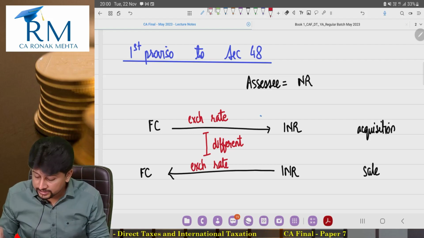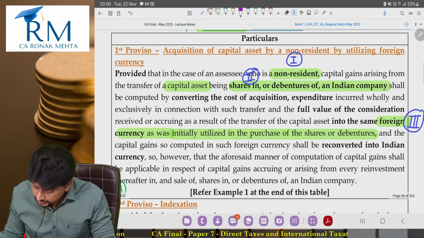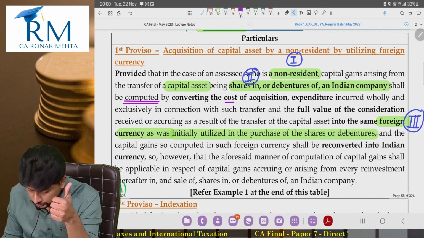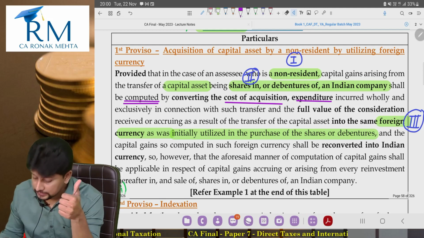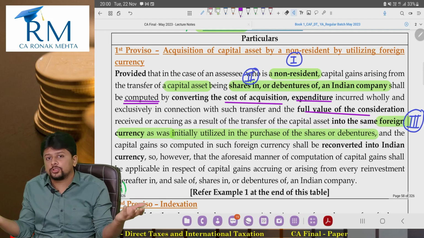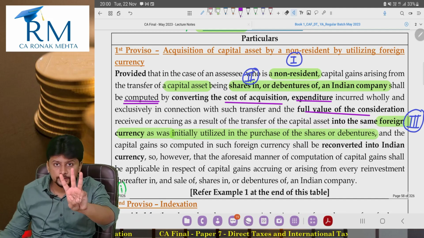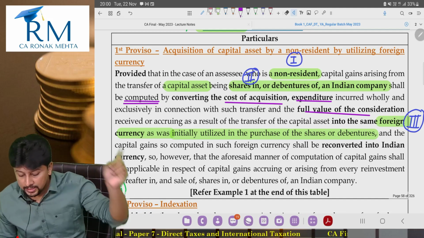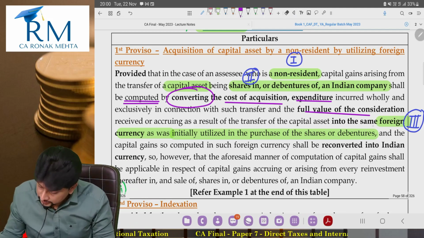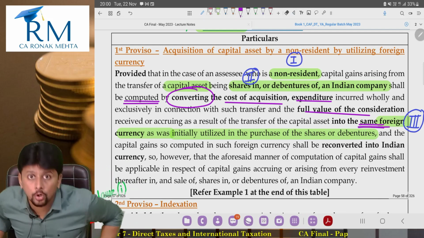Now the first proviso is telling you that capital gains shall be computed by converting the cost of acquisition, expenditure in connection with transfer and full value of consideration. Cost of improvement will not be there. In shares and debentures there will be nothing like cost of improvement. So I am only talking about cost of acquisition, full value of consideration and transfer expenses. All these three will be converted into the same foreign currency which was initially utilized by him at the time of acquisition.